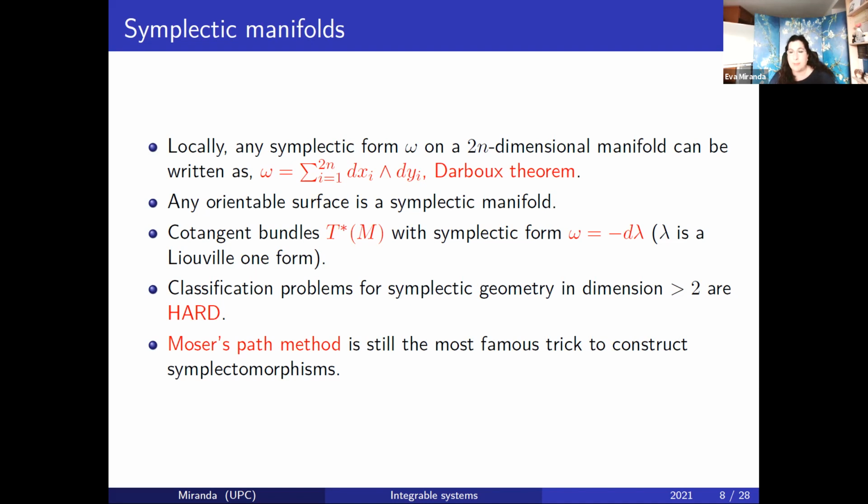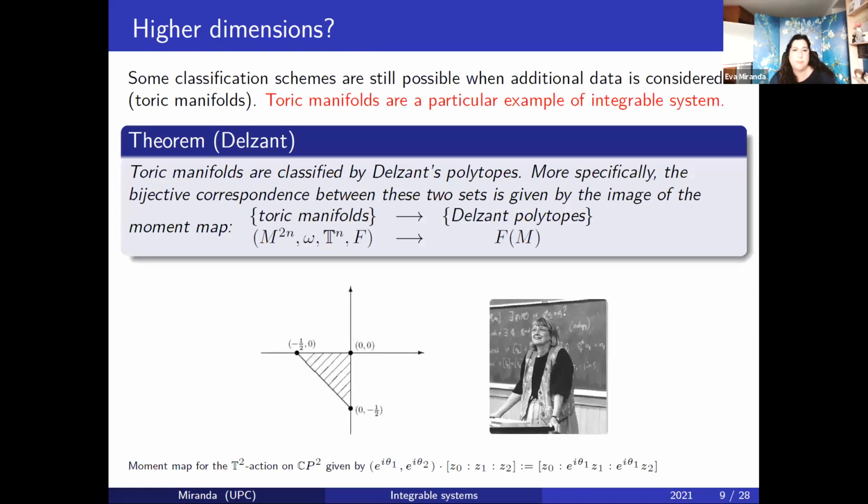As I said, in dimension two, we classified two-dimensional symplectic manifolds, and this is very good. And we cannot go to higher dimensions. This is a complicated story. And again, Moser's path method that I showed you before is still the most famous trick in symplectic topology nowadays. In higher dimensions, can you classify symplectic manifolds? Well, sometimes you can classify very easily if you have additional data.